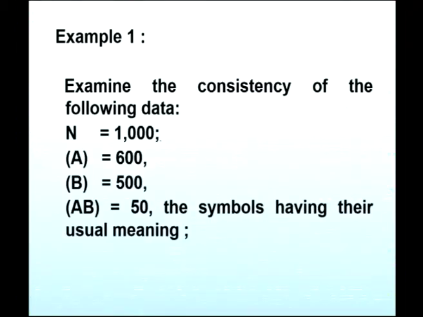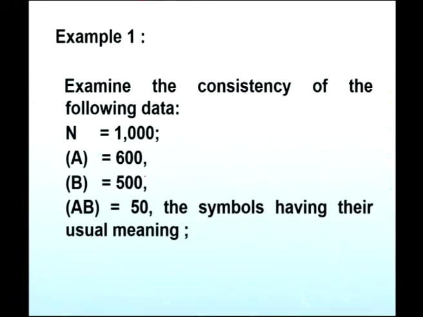Now, you can see what is wrong with the data given in the question. N is given to be 1000 and the number of members possessing the attribute A is 600 and the number of members possessing the attribute B is 500 and the number of members possessing the attributes A and B is 50. This gives you the total 1100. I am telling intuitively, but we have checked with the conditions of consistency and it is proved that the data is inconsistent. I am telling you intuitively how it is not correct.